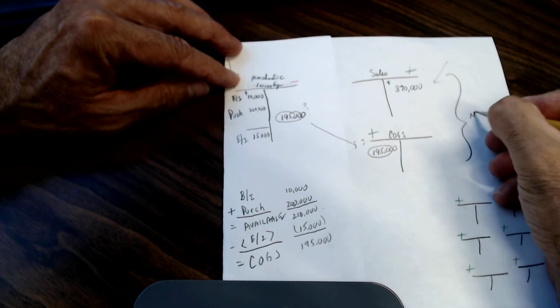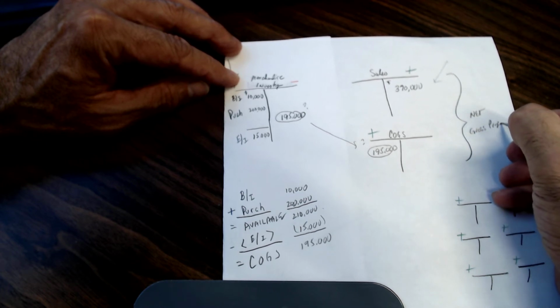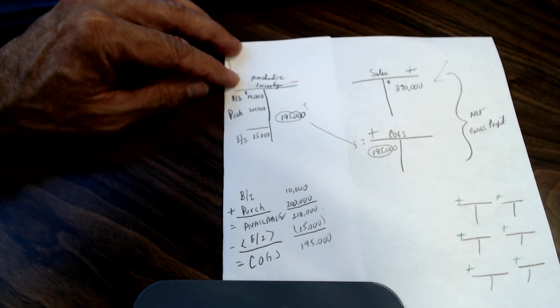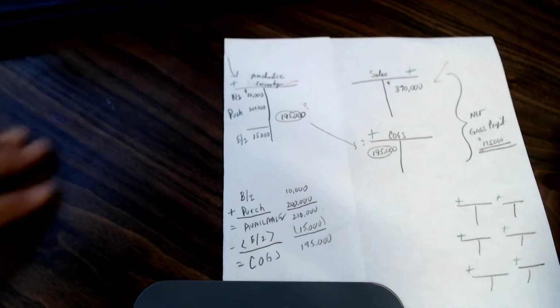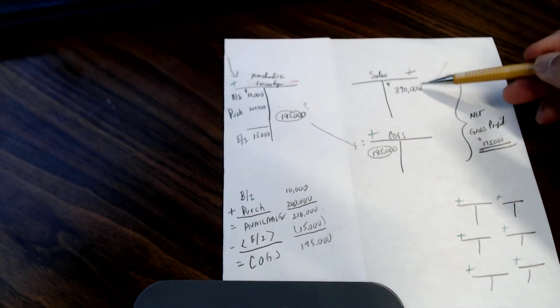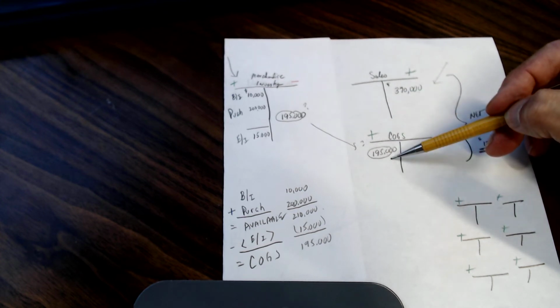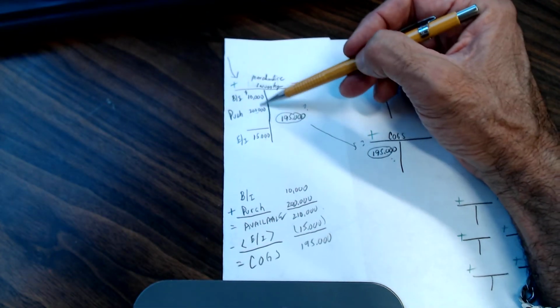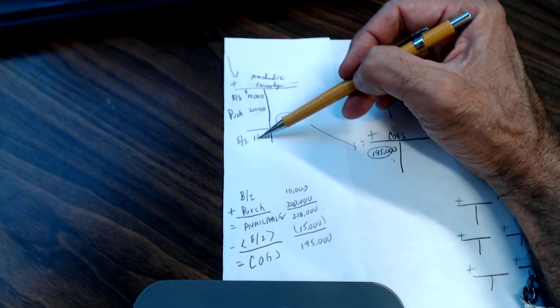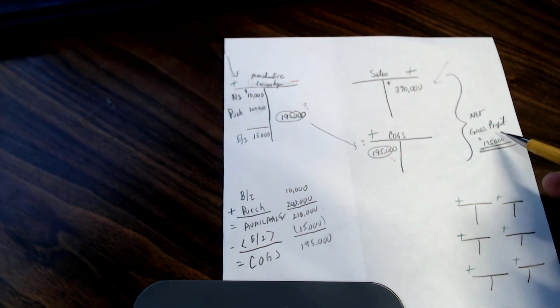The net of these two is called gross profit. So my gross profit was $175,000. What I sold for $370,000 cost me $195,000. How do I know it cost me $195,000? Because I started with 10,000, I added 200, so that's 210. I still have 15, so 195's gone. $175,000.